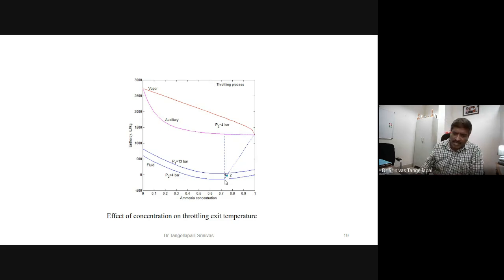If it is not passing through this point, we have to repeat by adjusting the temperature, maybe increasing or decreasing it as per the feedback from the earlier iteration. This is the process to find the exit temperature.